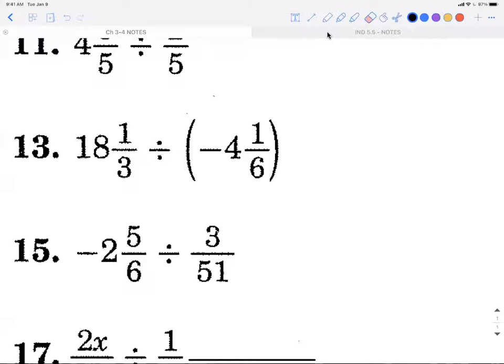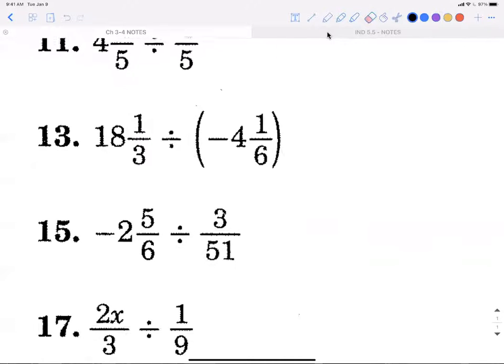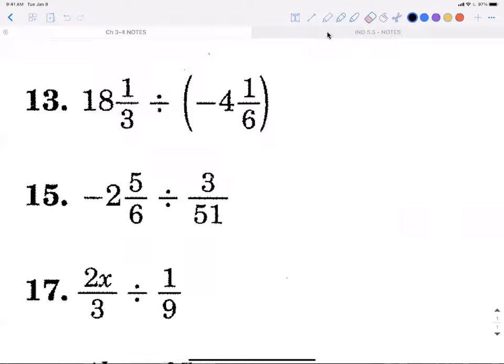So the rules from last week still apply, which is we can't do anything with mixed numbers, okay? So we have to convert them into impropers. And then we also will have to flip that 4 and 1/6. So first let's convert everything to impropers, okay? So we've got 18 times 3, which is, what is it, 54? And then plus 1 is 55 over 3. Okay, so there's that one written as an improper.